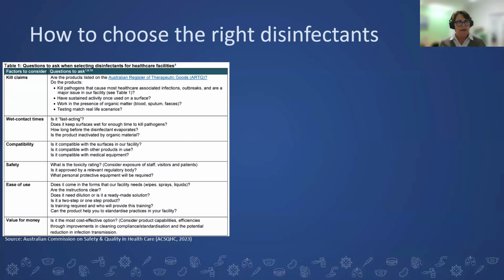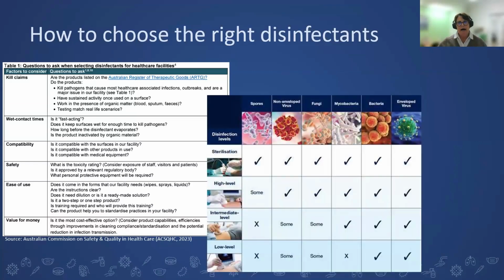So when you're choosing your disinfectants, think about the wet contact time that I talked about. Think about the compatibility of the product to the surface. Think about the safety issues for staff, but also patients, the ease of use, how practical it is to use this product, and are you getting value for money as well, which is very important with our budget.